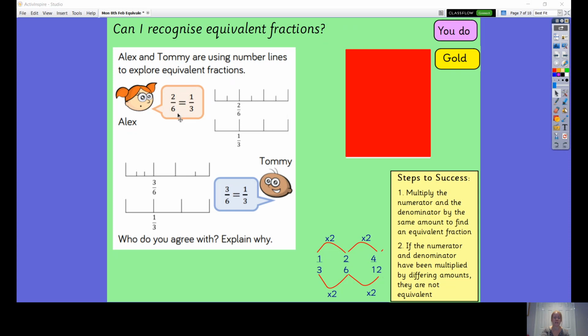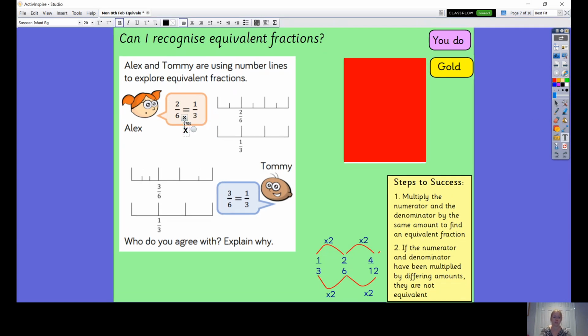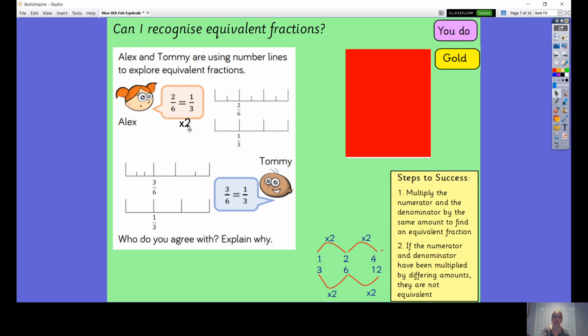Another way that you might have checked, you might have said, well, hang on, it can't work because the numbers don't work. If we look at Alex, let's check her numbers. 3 times what makes 6? Well, 3 times 2 makes 6. So if she's correct, then the top numbers should be times 2 as well. 1 times 2 is 2. So her numbers make sense.